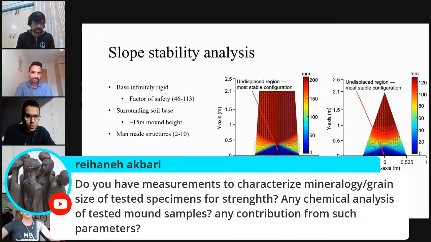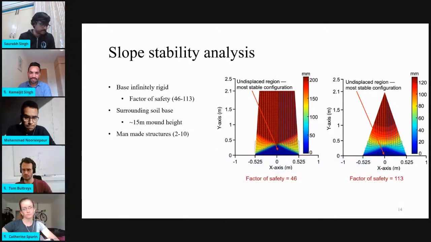Thank you. We have a question from Raihana Akbari. Do you have any measurements to characterize the mineralogy and grain size of the tested specimens, or any chemical analysis of the tested mound samples, any grain size distribution parameters?